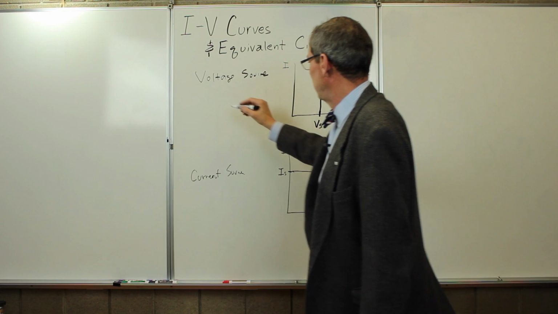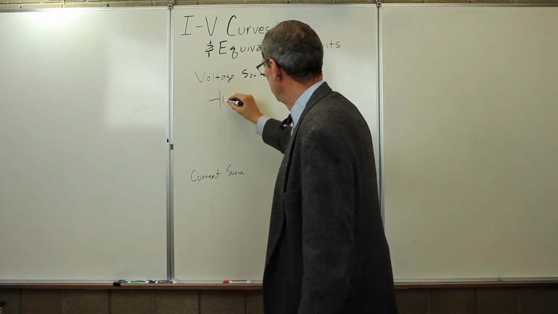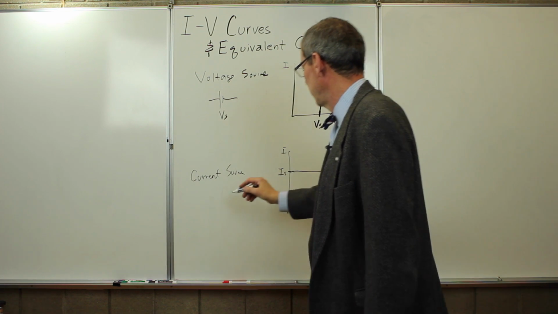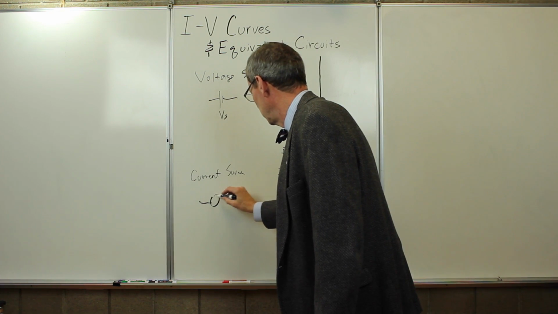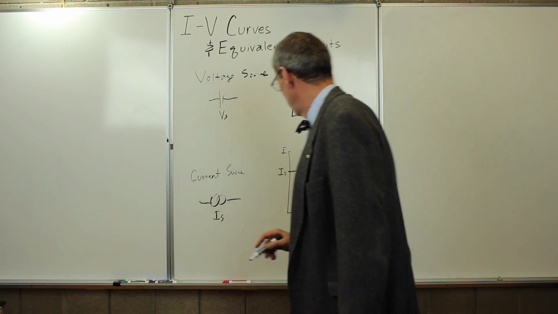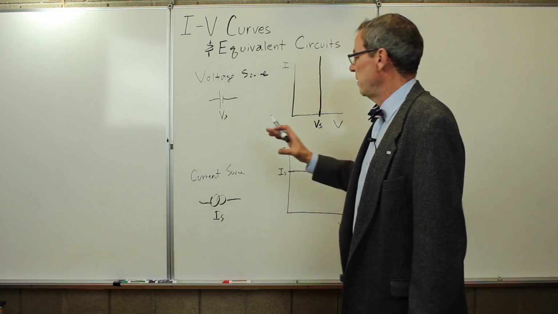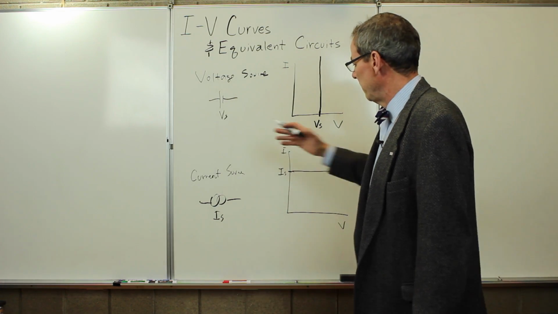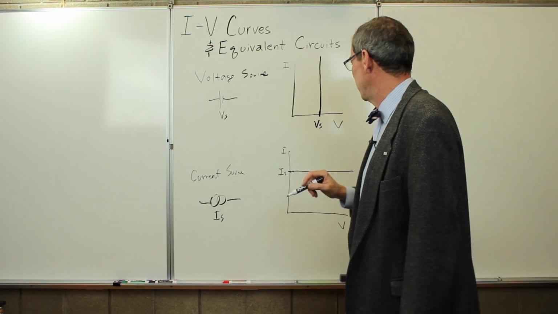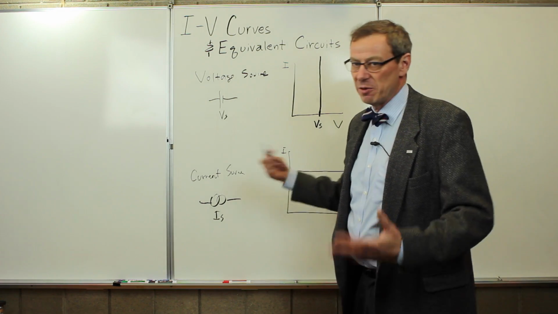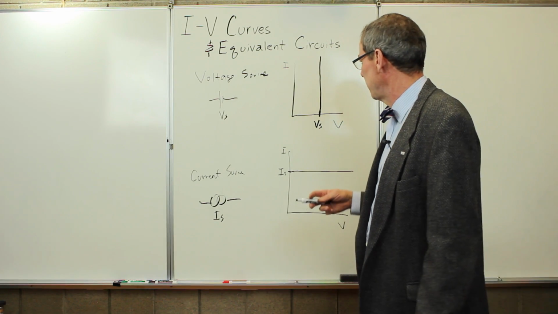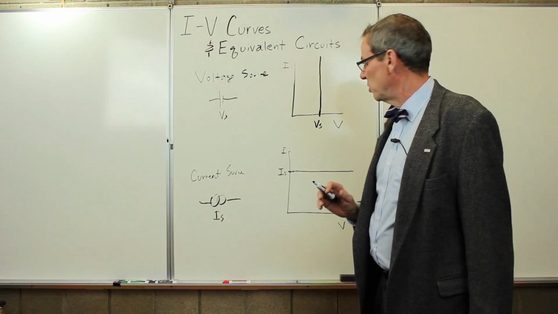And these have symbols, so this one is simply a battery symbol there, and this one is a symbol here with that current source. These two things are very, very useful. In fact, they don't exactly exist in nature. A battery is pretty close to this, and we'll see later in the semester that we can make something close to a perfect current source using transistors, but we can idealize those right now.